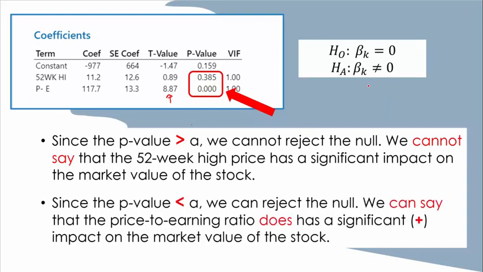However, the P/E value has a very, very small p-value, so small that it looks to be approximately 0. Since our p-value is small, we can reject the null. We can say that the price to earnings ratio does seem to have a significant impact on the market value. And in fact, because this coefficient is positive, we can say the price to earnings ratio seems to have a positive impact on the market value.